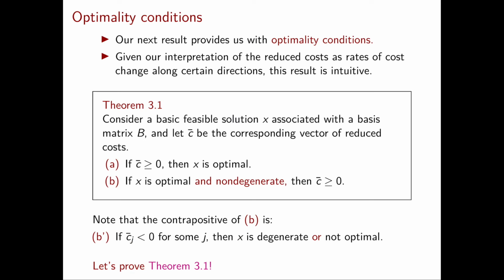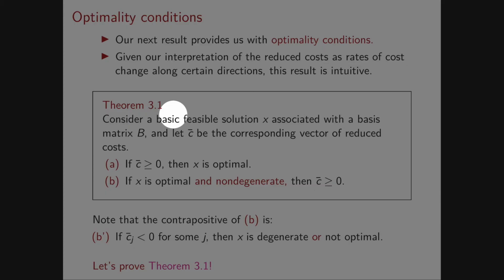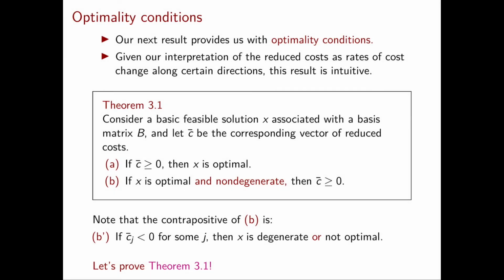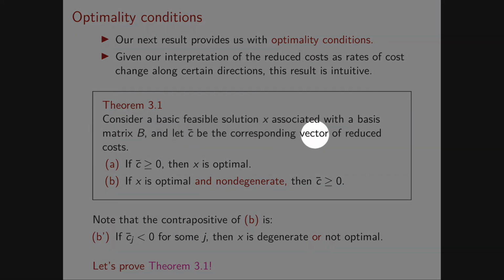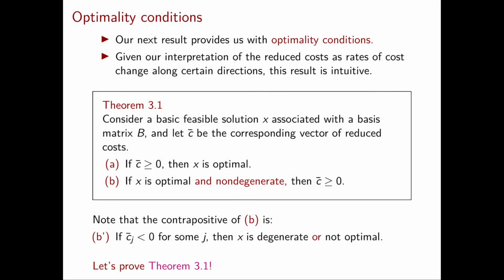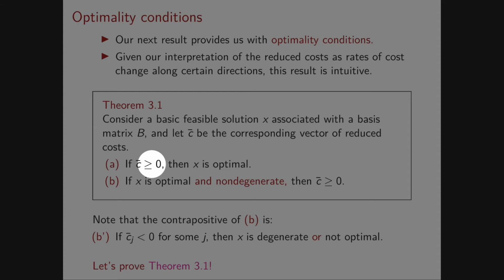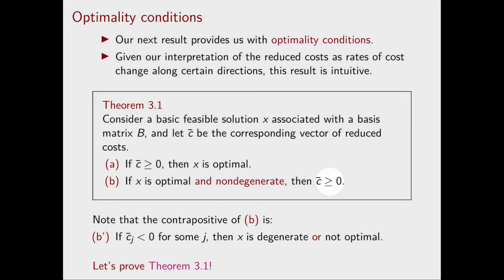We're finally ready to give the main theorem of this video, which provides us with optimality conditions. And most of this statement is very intuitive, given our interpretation of the reduced costs as rates of cost change along the basic directions. Consider a basic feasible solution x associated with a basis matrix B, and let c bar be the corresponding vector of reduced costs. Then, (a) if c bar is greater than or equal to 0, then x is optimal. (b) Vice versa, if x is optimal and non-degenerate, then c bar is greater than or equal to 0.